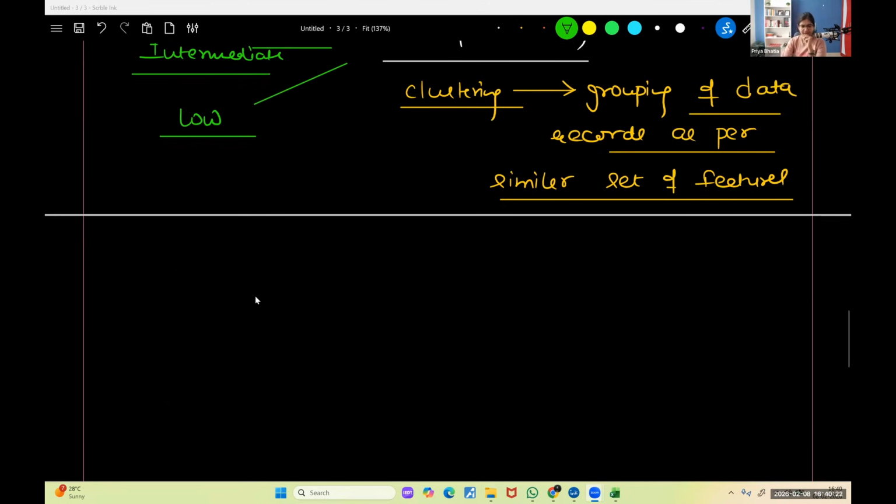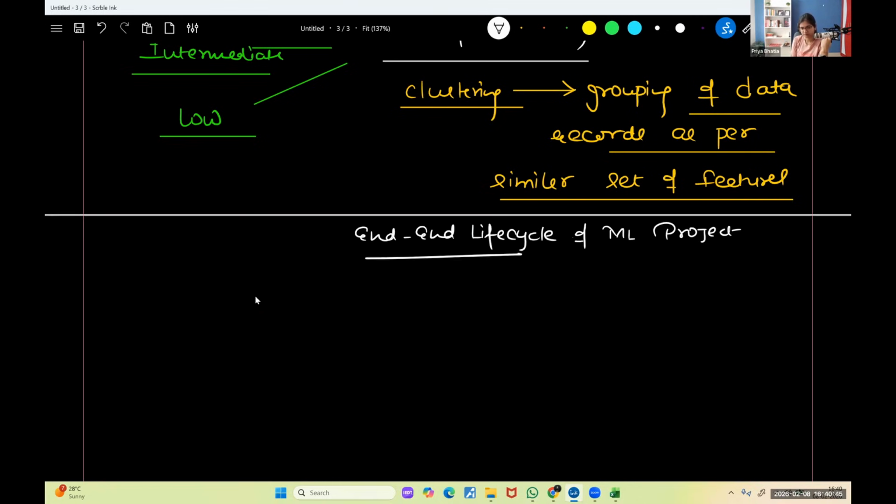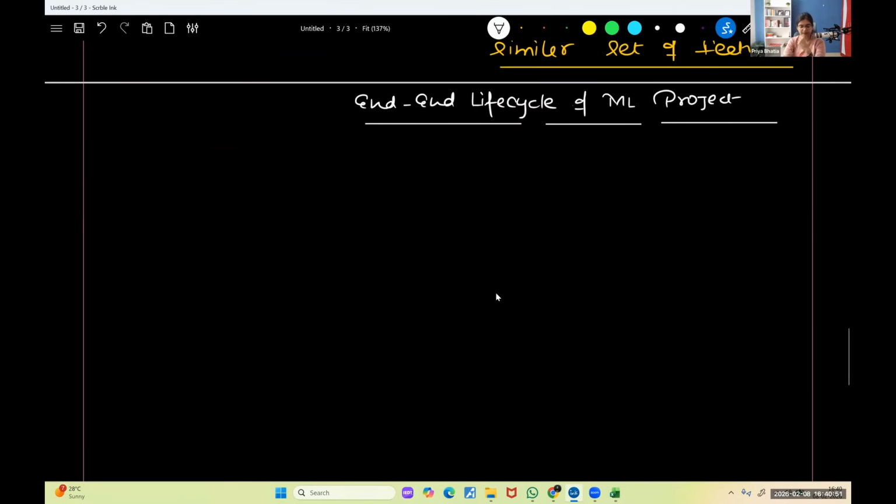Now, I think it's the right time that we will start discussing the end-to-end life cycle of any machine learning project. The very first thing, whenever we start any machine learning project, is to spend some time and understand the problem definition.